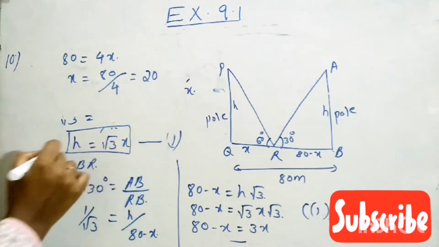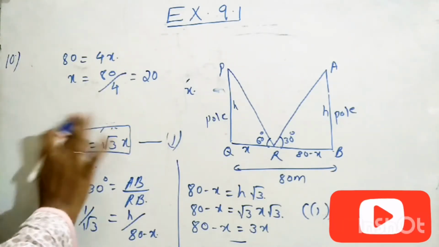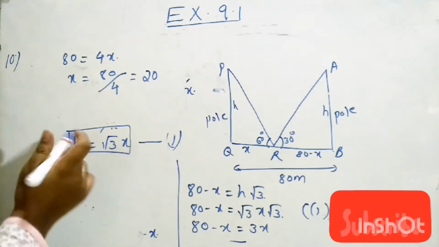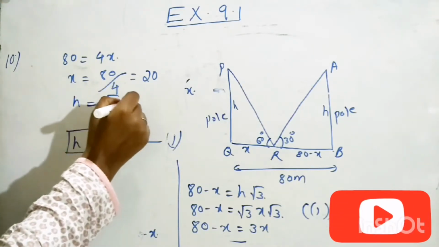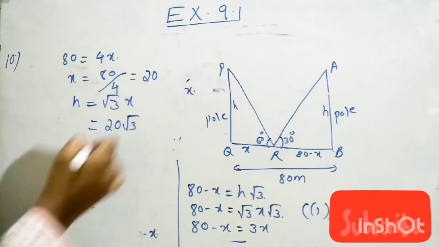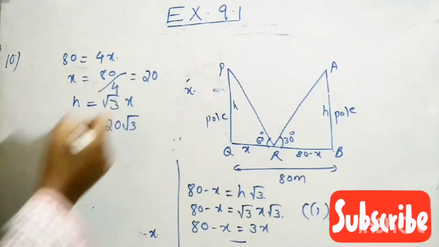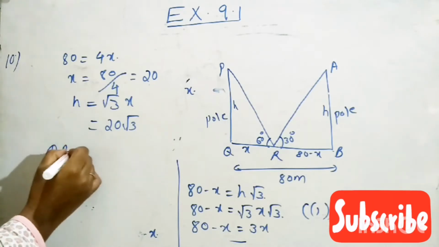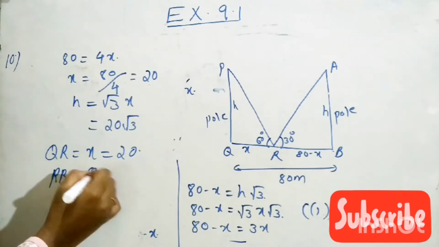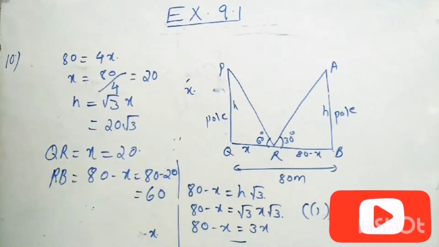And we know that H is equal to root 3 X by using equation number 1. In this, we will substitute the value of X and we will get 20 root 3. That means the height of the pole is 20 root 3. X we got as 20, so QR is equal to X, that is equal to 20. And RB is equal to 80 minus X, that is 80 minus 20, which is equal to 60.